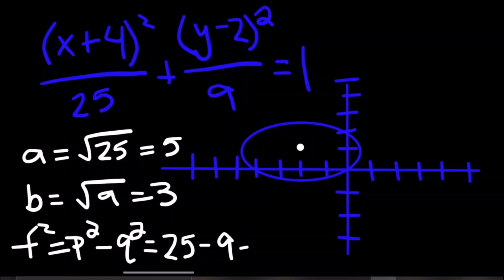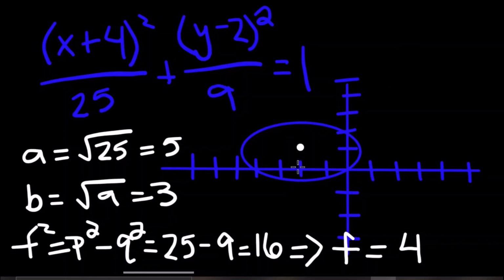The foci can be found by f squared equals p squared minus q squared. This means we must subtract 9 from 25 to get 16. You can see that p and q are also the same things as the quantity a and b. To get f, you must square root 16 to get 4. When we do this, we get f equals 4, so we can plot the two foci at (0, 2) and (-8, 2).